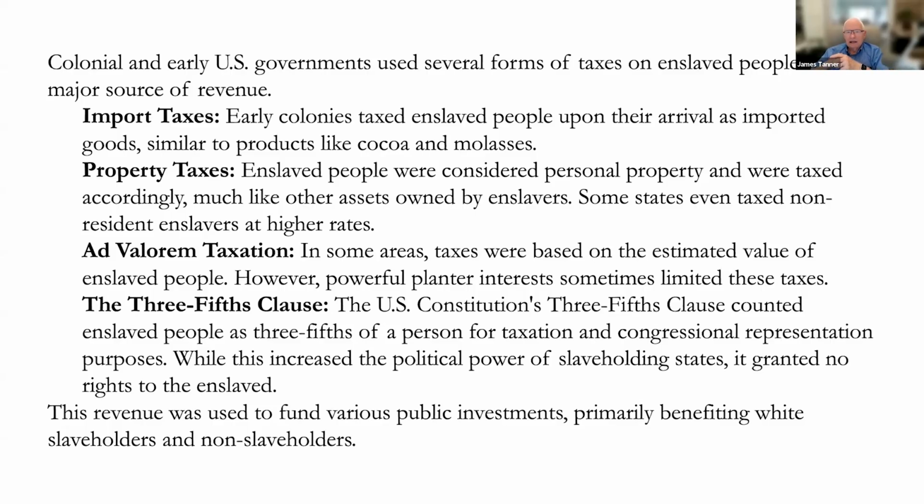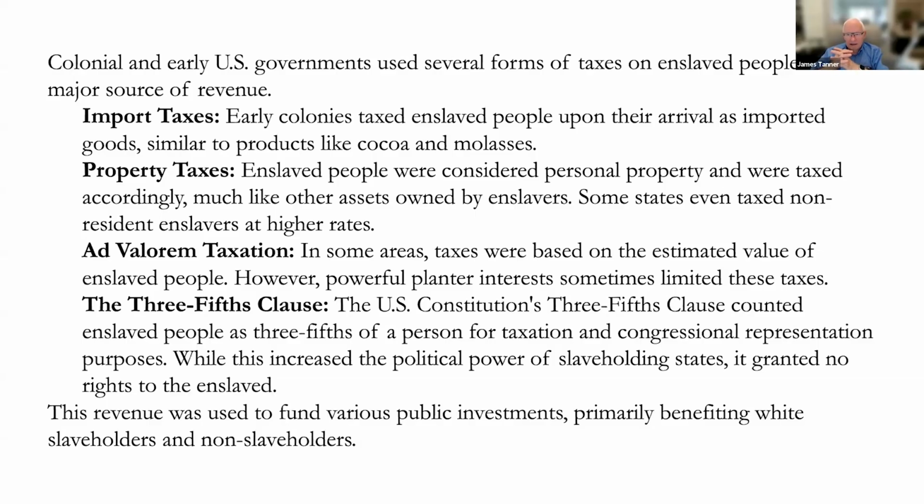So the early colonies taxed enslaved people on their arrival. Property taxes: they were considered personal property and valued by the state. So if you own a home or a car, you may get a tax notice once a year from the government saying you have to pay your tax on your real estate, and you also have to pay on your car. Well, in this case, if you were a slave owner, you would get a statement from the county or the state that said your tax this year against all of your slaves is this. So that would be the way that worked.